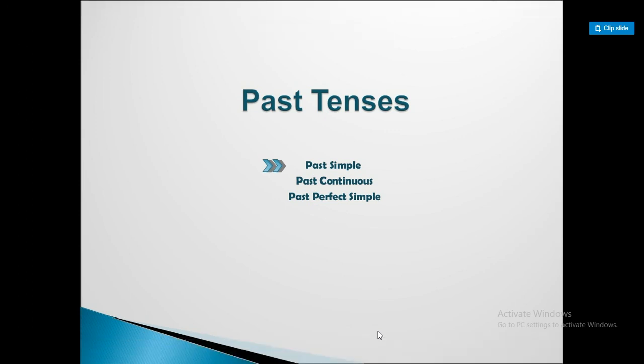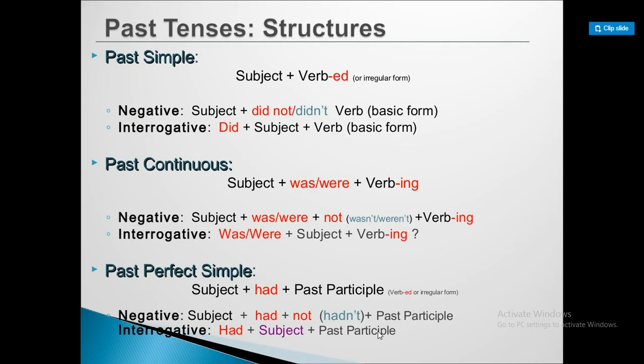After we have learned about present tenses, today we're going to learn about past tenses. Past tense structures. First, past simple, how it's formed. It's subject plus verb plus -ed, or sometimes the verb is irregular, changing the whole spelling. If you want to form the negative of the simple past, you should use didn't or did not.